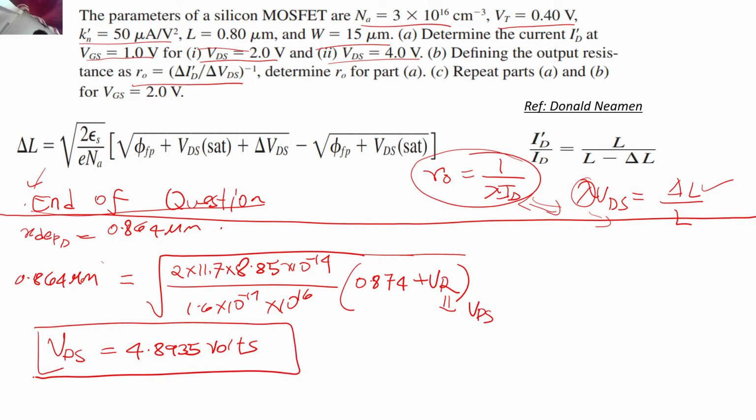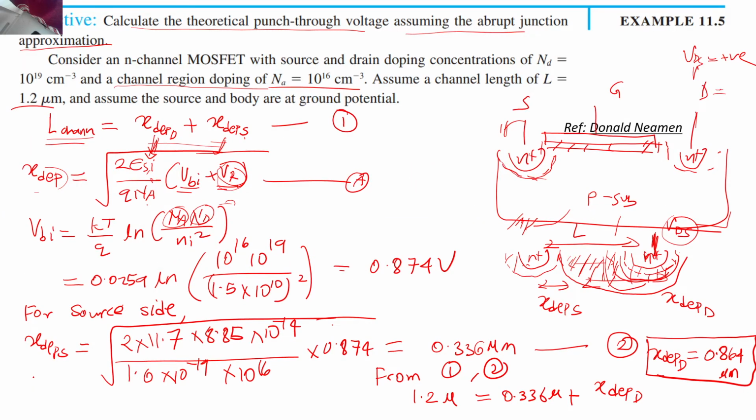So this is the voltage. This 4.8935 volts is the voltage that you were supposed to apply so that your punch through occurs and your source and the drain depletion regions will just touch each other. So this is just a numerical that was based on the concept of the DRL. So that's why I thought it's important to take this numerical.